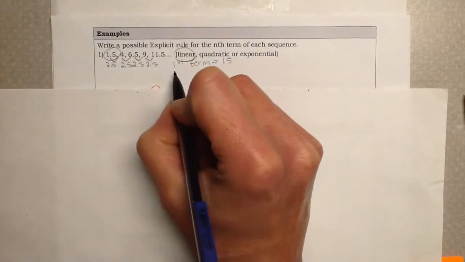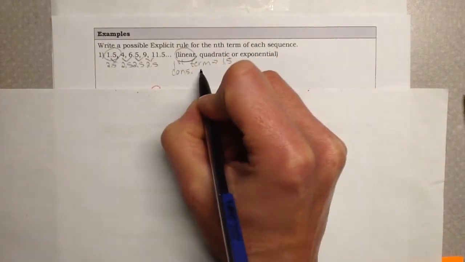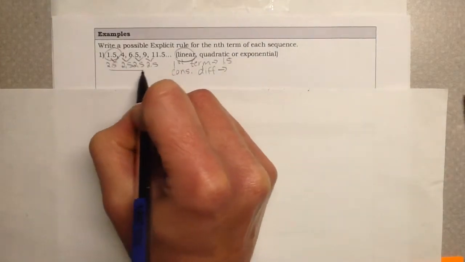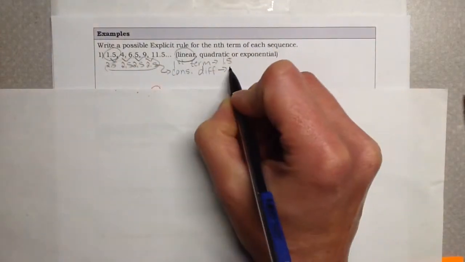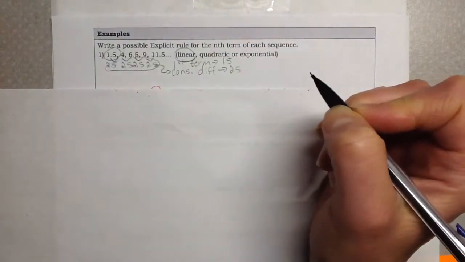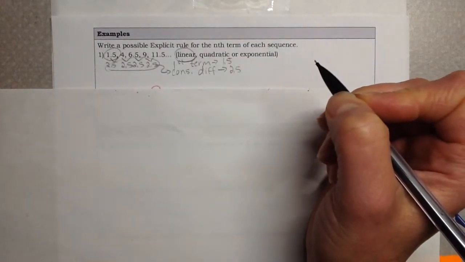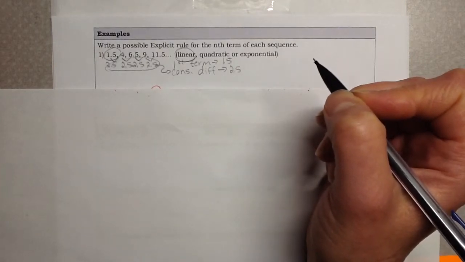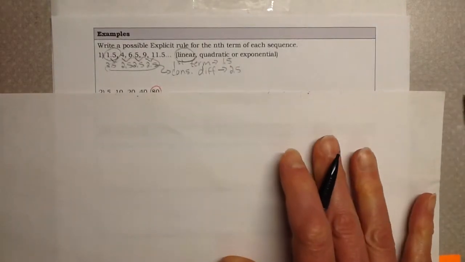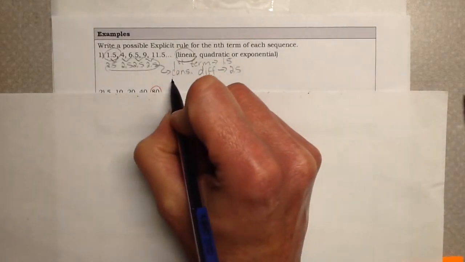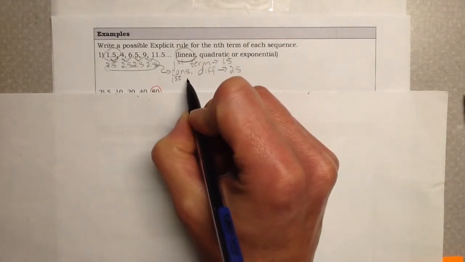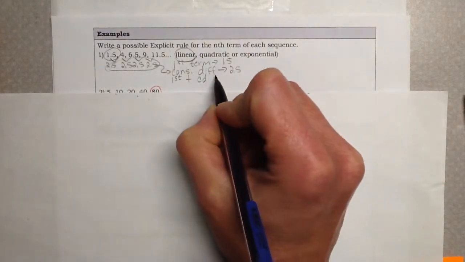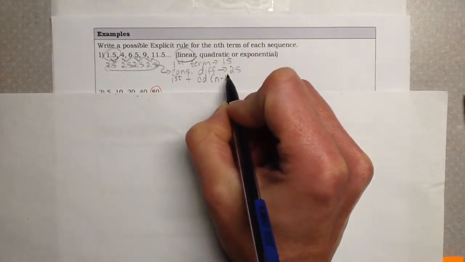Then you identify the constant difference, and that is 2.5. So this is the constant difference. Okay. And then you write the first term, and let's just write the template down here. So the first term plus, I'm just going to abbreviate, constant difference times n minus 1.